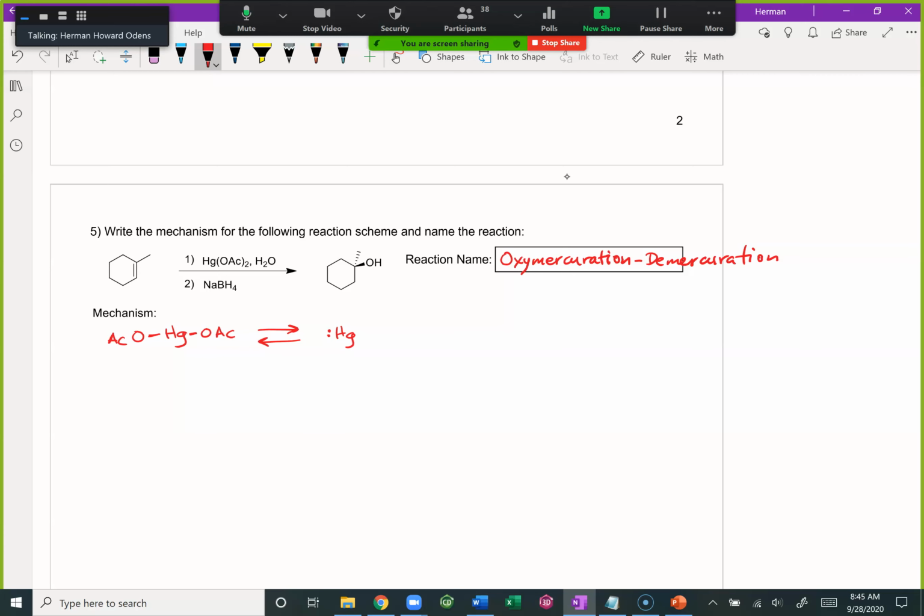So mercury. One of these bonds breaks, and now you have mercury acetate with one lone pair and a plus sign on the mercury, and on the other side you have the acetate group. The acetate group has a CH3, a carbonyl, and an O minus. This is your acetate.